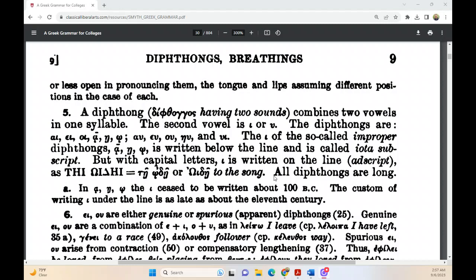And notice at the end of this article it says all diphthongs are long. So we put these two vowel sounds together in one syllable, and anytime we have a diphthong, we treat it as a long vowel. All right, so that's all for article number 5.